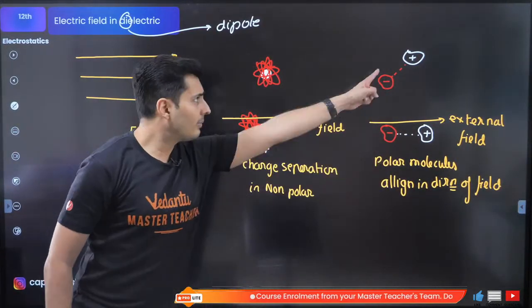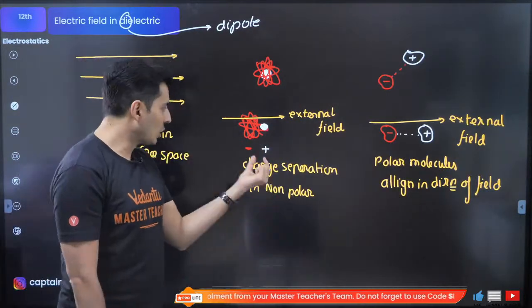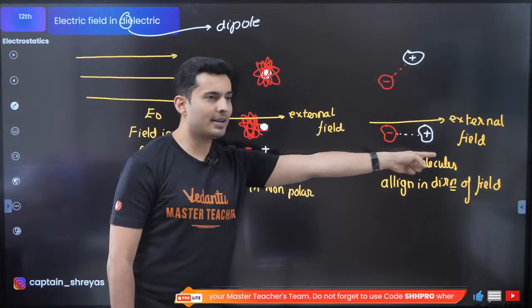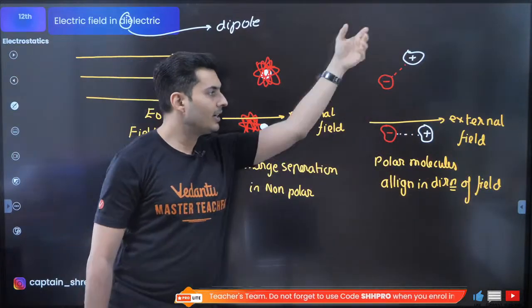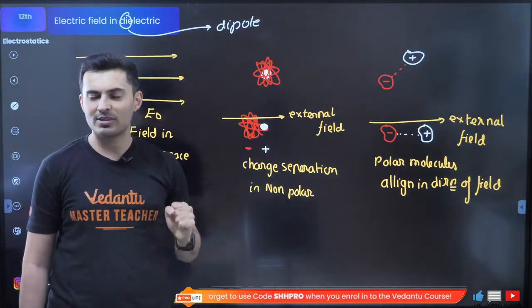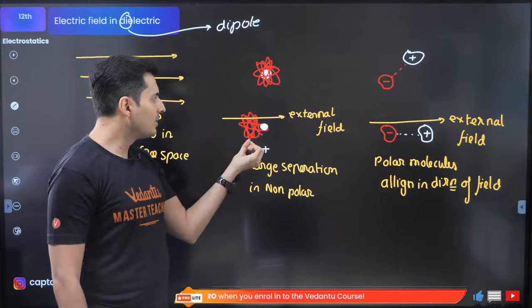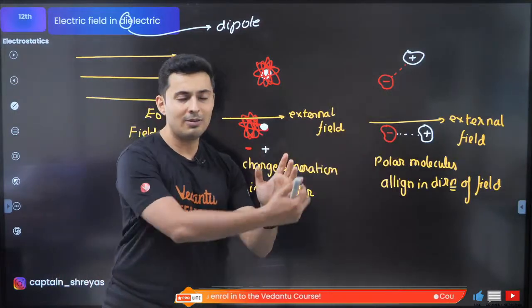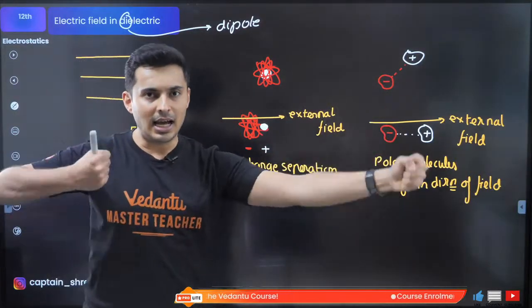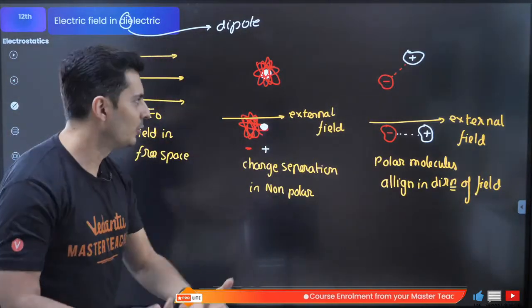Now, be it polar molecules like this or non-polar molecules like this, in either case you see negative and positive aligned in the direction of the field. In both the cases, are you able to see that? Be it non-polar or polar, you will see negative and positive being separated and aligned in the direction of the field. Now this creates a whole new thing.